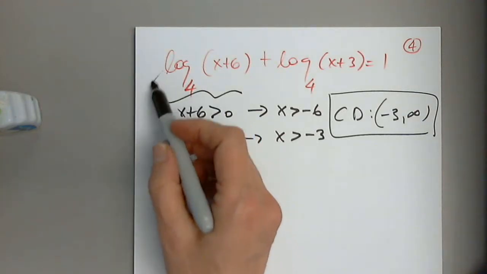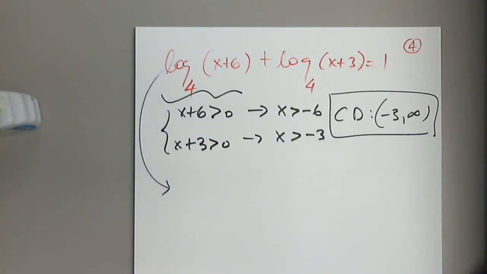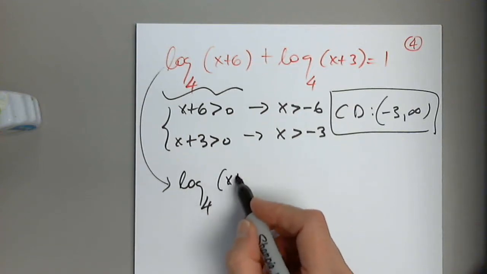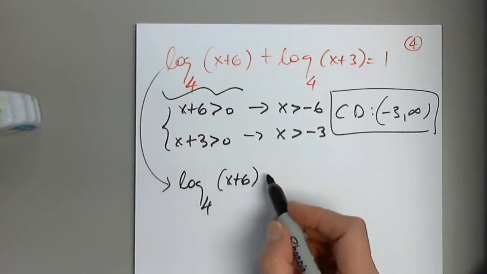Good. So now I have to condense the left-hand side. The sum of two logs comes from multiplying. Yes. So how do I write it? Log base 4 of x plus 6, and then times x plus 3, indeed.